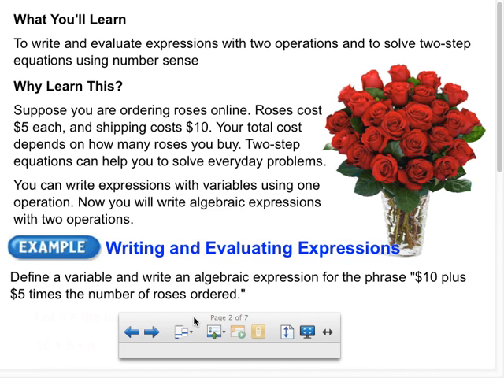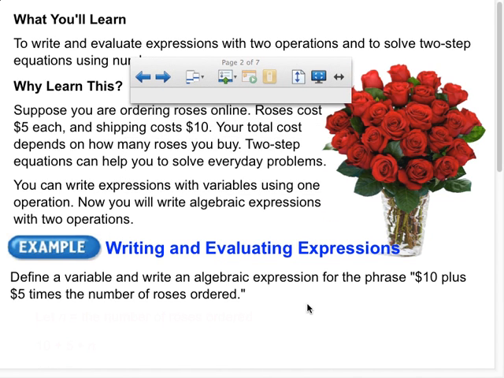So these aren't really equations. We're not solving equations. We're just substituting and then simplifying, and that's evaluating. Okay? We're going to be solving equations within this lesson also. Define a variable and write an algebraic expression for the phrase 10 plus 5 times the number of roses ordered.